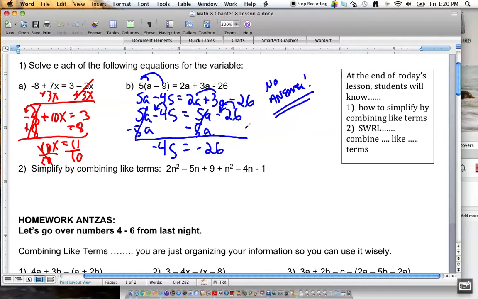Okay? And now we get to a question that was like the beginning of the quiz, or the beginning of the test last week, and also a question that is going to lead into today's lesson. And you really do need to know how to do this, okay?